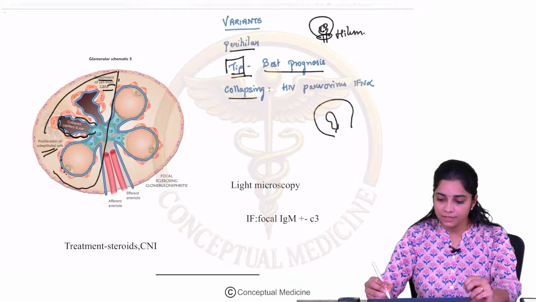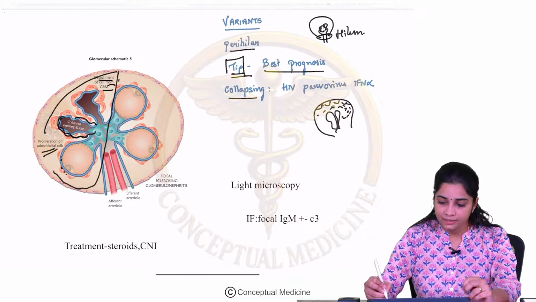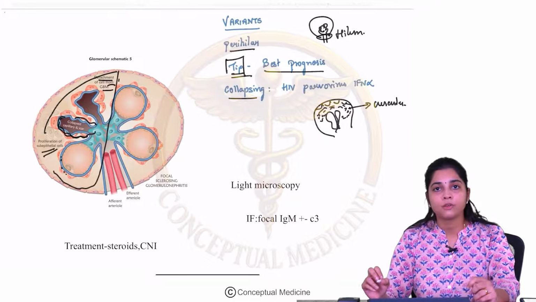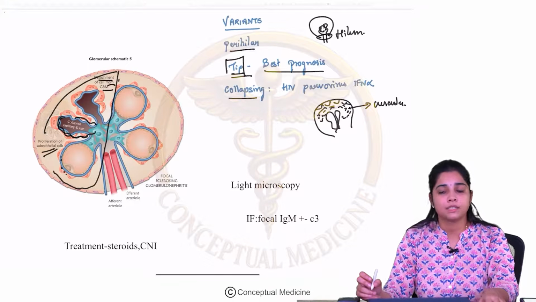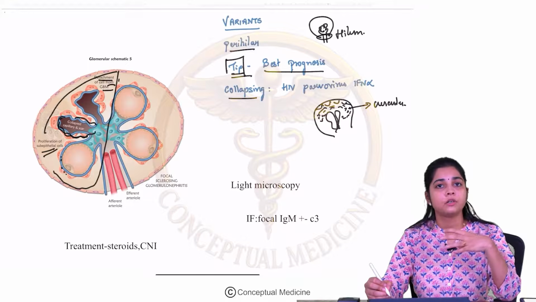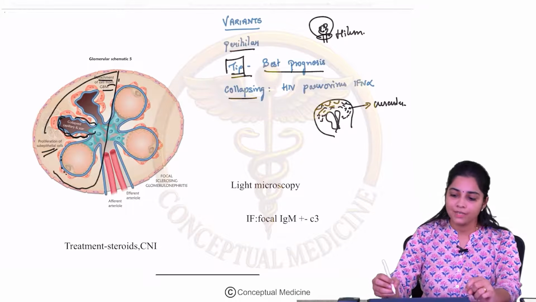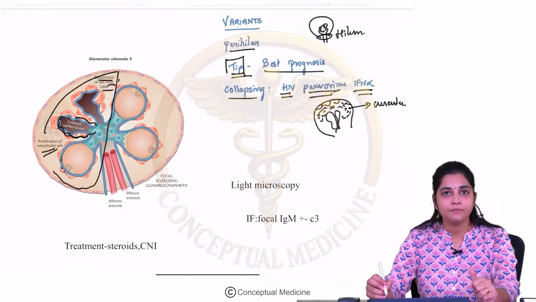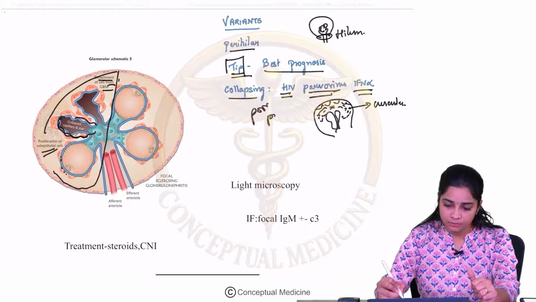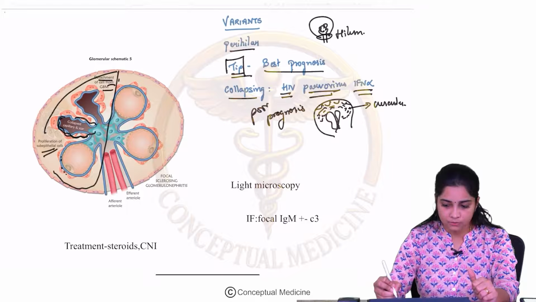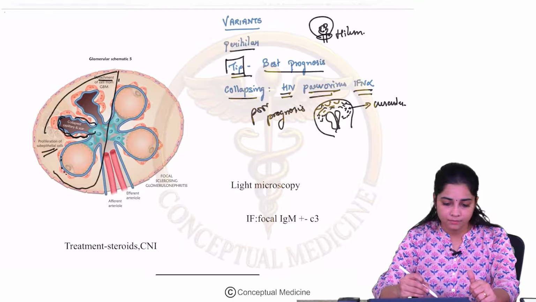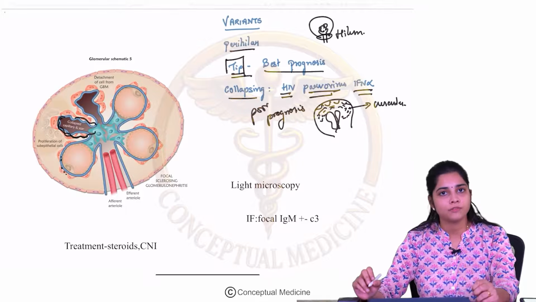In this collapsing variant, what happens is that there is proliferation of the parietal epithelial cells and it results in the formation of these crescents. So, these crescents exert a pressure on the glomerulus and cause collapse. So, this collapsing variant is associated with HIV, parvovirus and interferon alpha. The collapsing variant of FSGS actually has a poor prognosis. Fine. So, this is about your variants of FSGS.